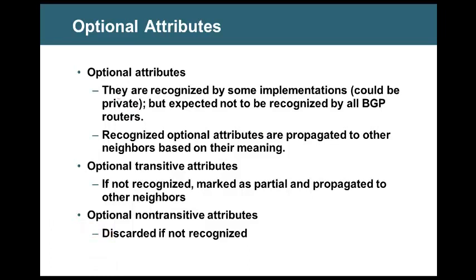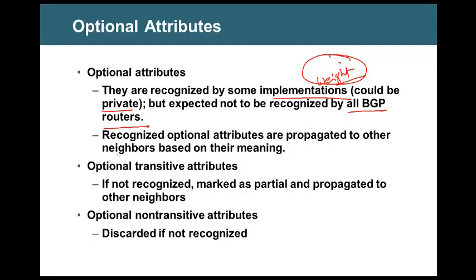So there is another classification called optional attribute. It means they are recognized by some implementations, like weight. There is an attribute called WEIGHT. It's a Cisco proprietary attribute. It is not popular. It is not well known. Only Cisco routers know about this attribute. So they are recognized by some devices. Could be private, as I told you. This is private for Cisco, but expected not to be recognized by all BGP routers.